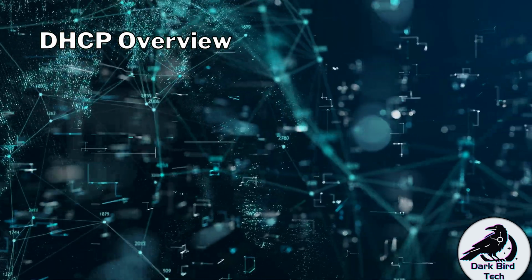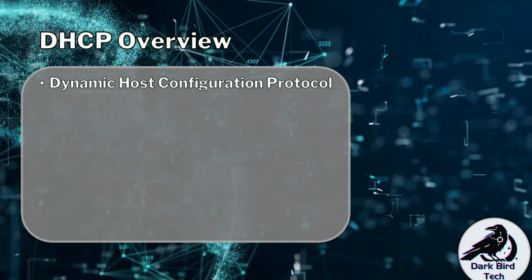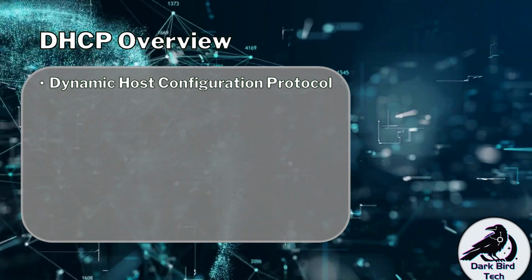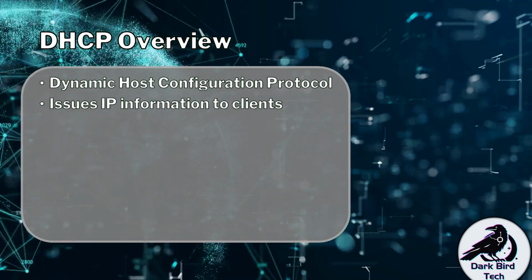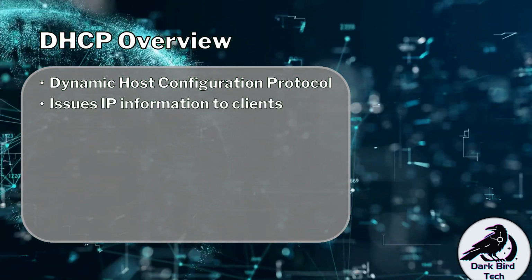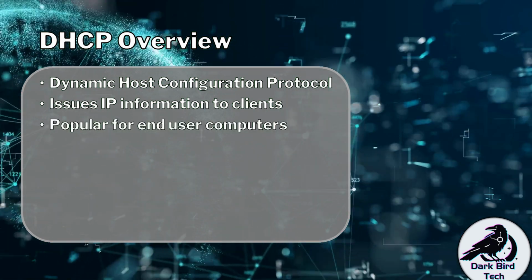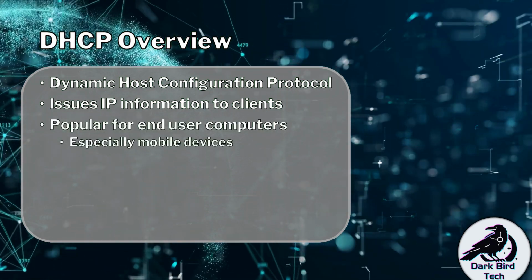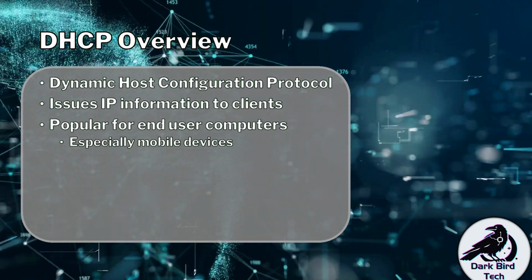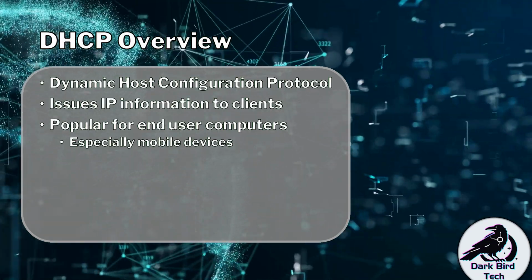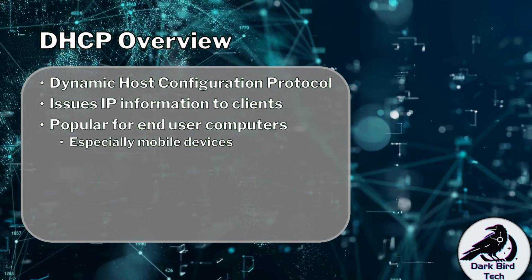So let's start out with an overview. DHCP, or the Dynamic Host Configuration Protocol, has a simple purpose in our network, but a very useful one nonetheless. And that is to issue out IP information to client devices. And this is amazingly useful for end user computers, especially mobile devices. Now the reason being, if you do not use DHCP or any other kind of protocol service designed to allocate IP addresses to end user devices, you are going to have to do this statically.